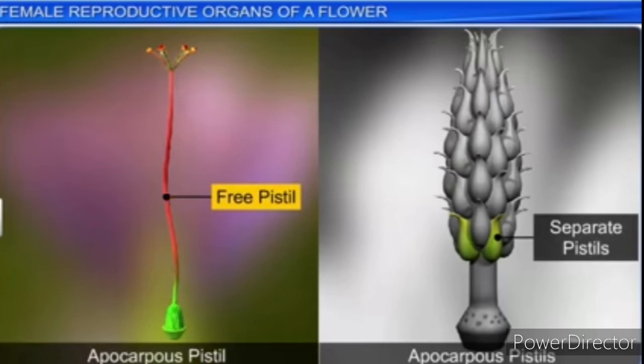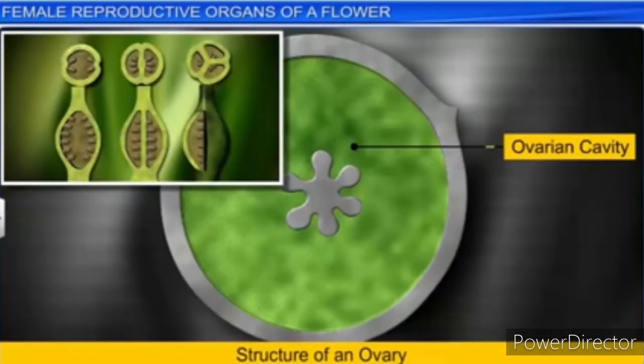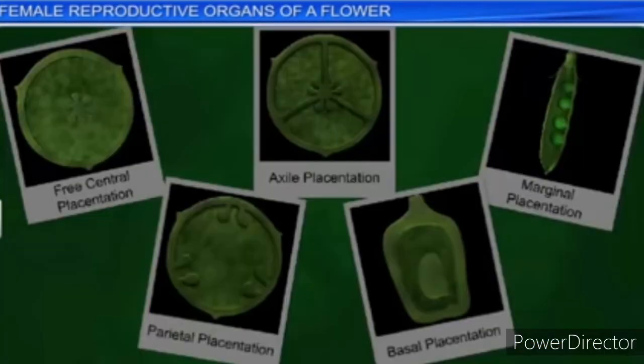Then we should see the ovary, and inside the ovary. Inside, the ovary may be divided into many locules, or the ovarian cavity is present. The ovary contains cavities, which are called locules. The ovary contains partitions, and the cavity is called the locule. That region is called the placenta. Placenta is located inside the ovarian cavity or the locule.